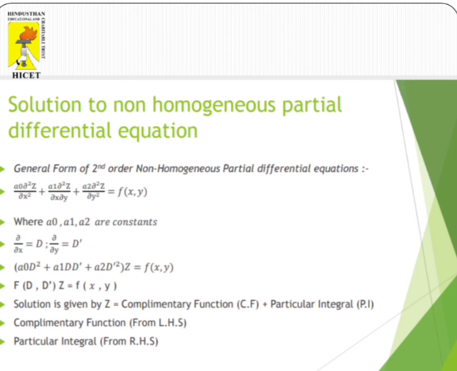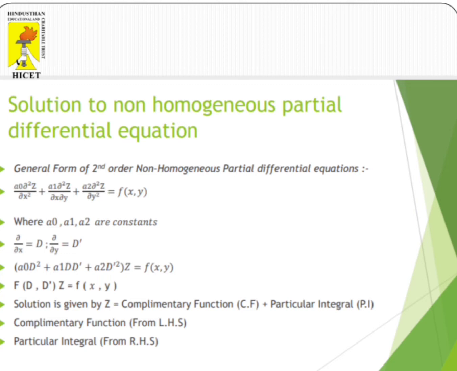Let us consider the second order non-homogeneous partial differential equation of the form a naught dou square z by dou x square plus a1 dou square z by dou x dou y plus a2 dou square z by dou y square equal to f of x comma y. Here a naught, a1, a2 are constants. Generally, dou by dou x is equal to capital D, dou by dou y is equal to D dash. We substitute this D and D dash in the given partial differential equation.